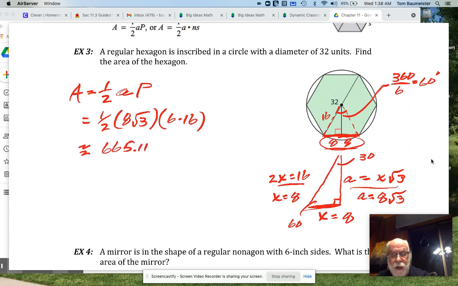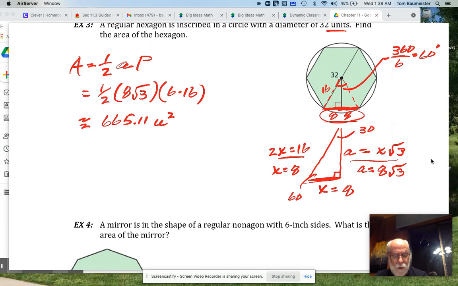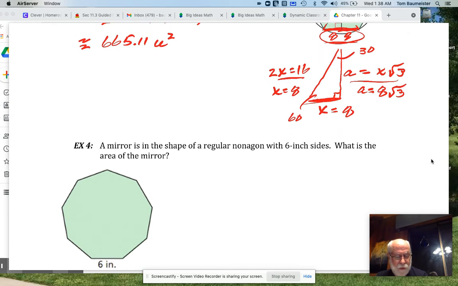hundredths. And since they call it units, we're just going to put it as units squared. All right. Or you could write out square units, however you want to do that. I was just using u squared. Okay. So on this one here, we had to find the side.